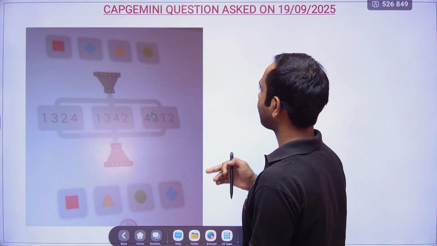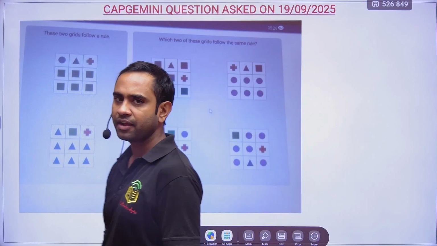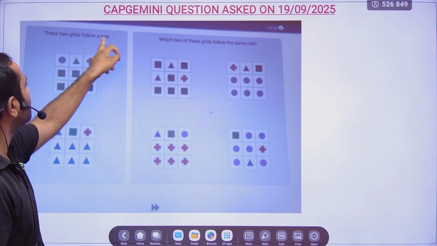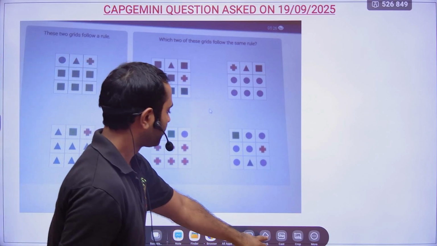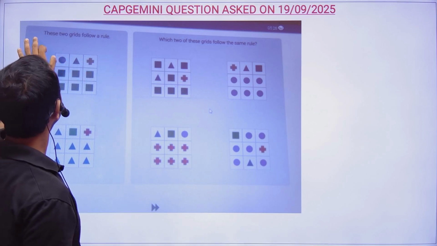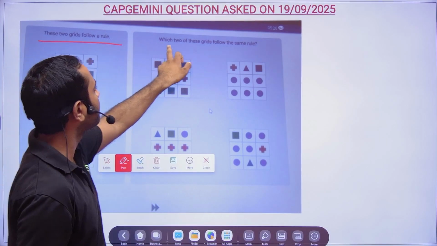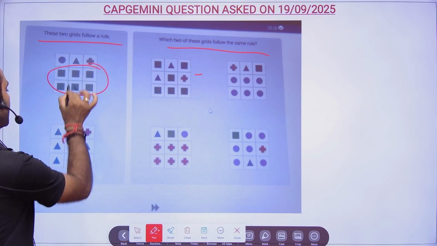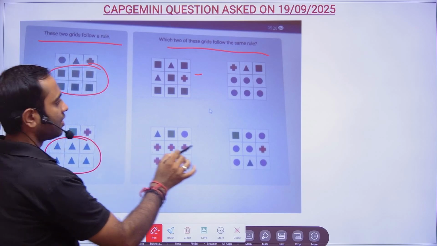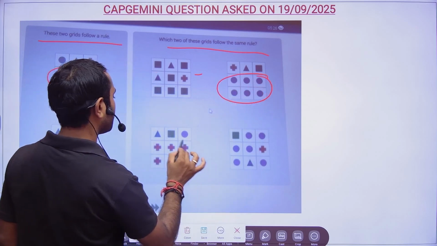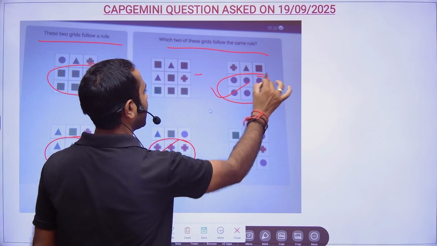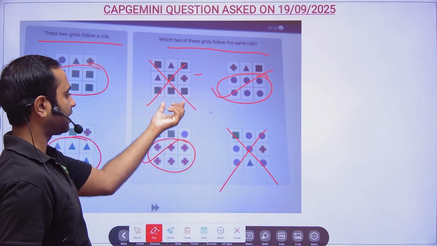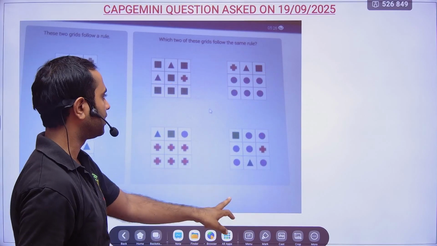Okay, now friends, next question. Here next are the grid questions only. These two grids follow a rule. Which two of these grids follow the same rule? If you see, these particular two rows are same here. So these two we have to select. This follows the rule and this does not follow the rule, because the last two rows are totally different.